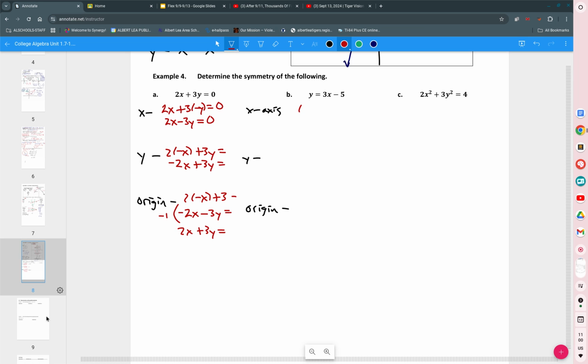We switch the y to negative y equals 3x minus 5. Ben didn't sound too confident there, did he? We got negative y is 3x minus 5. Is that the same as when we started? No. Ben is correct so far.